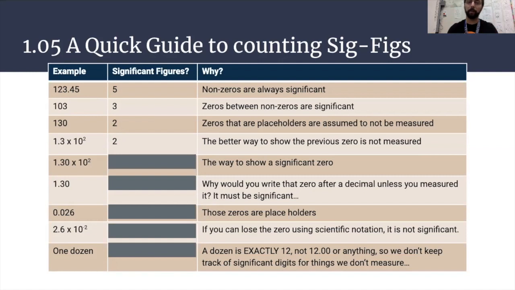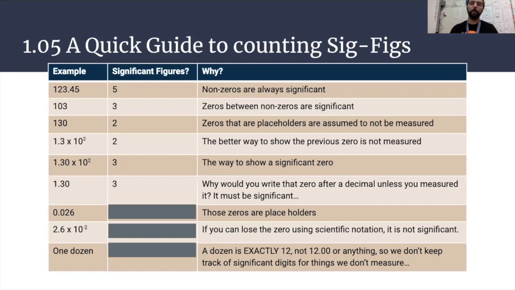You can show that in scientific notation by saying 1.30 times 10 to the second. That shows that there are 3 significant figures, because to count scientific notation, you count the number before the multiplication sign. So there's a decimal present, start counting from the left, you count 1, 3, 0, 3 sig-figs. And again, 1.30, 3 sig-figs. You would not write that 0 after a decimal unless you measured it. It has to be significant.